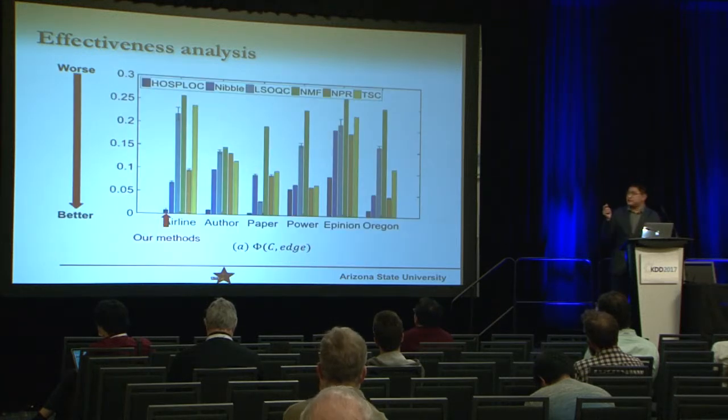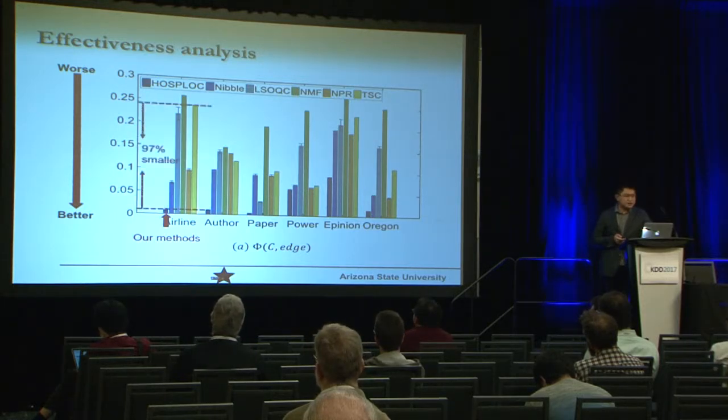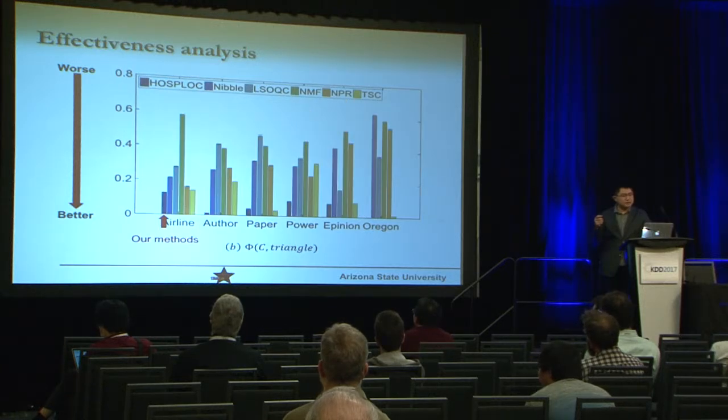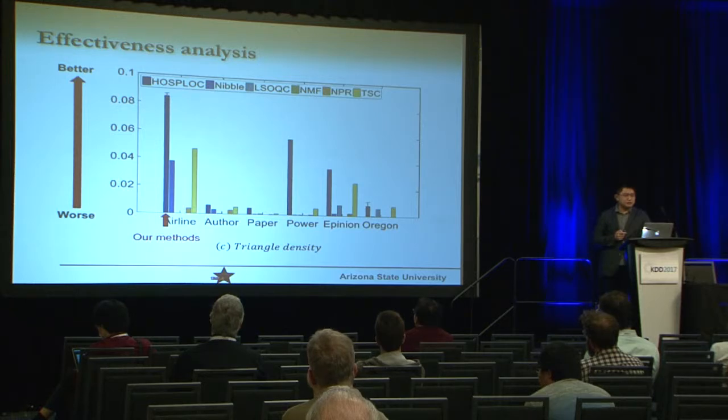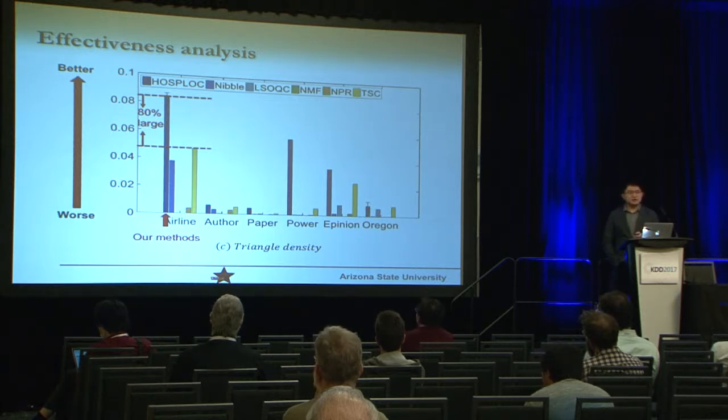And here is the first figure. Let's show some examples. For the first network, airline, we can see our algorithm is 97% smaller than another high-order graph clustering method, TSC. And in the second metric, our algorithm is 12.2% smaller than the second best. And in the last metric, for the last figure, our algorithm is 80% larger than the second best.